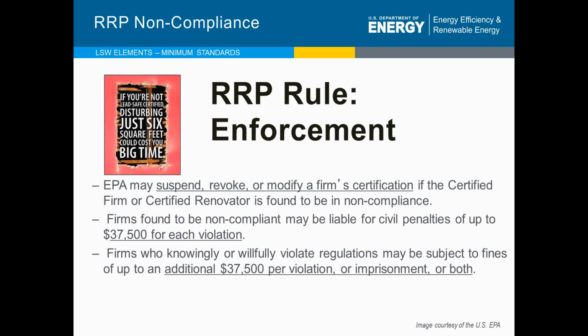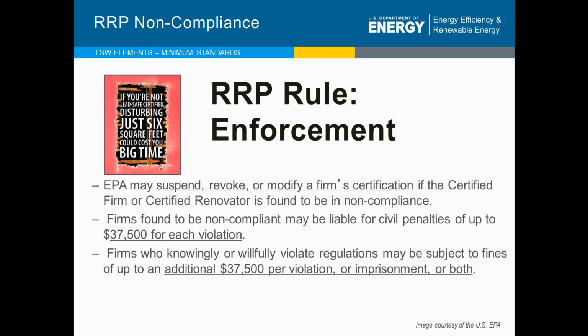So here are 3 levels of enforcement as far as suspension, revoking, or modifying a firm certification. It can also result in fines per violation up to $37,500. And those firms knowingly and willfully violating are subject to an additional $37,500 per violation or imprisonment. So it could be a fairly hefty penalty. And it's EPA that's doing this level of enforcement.